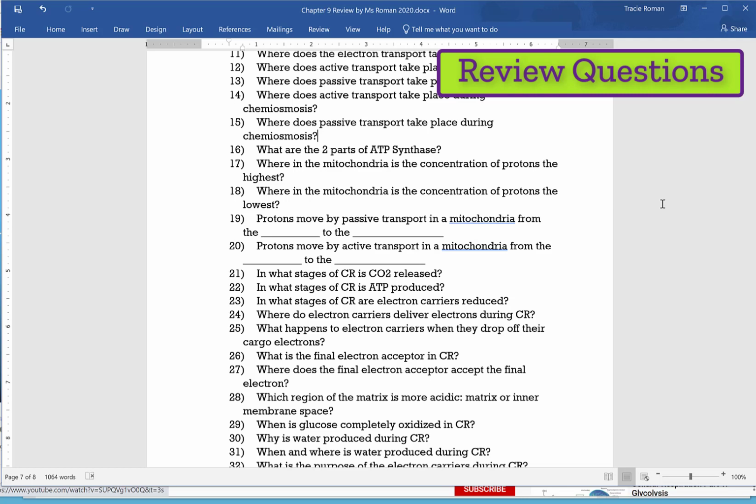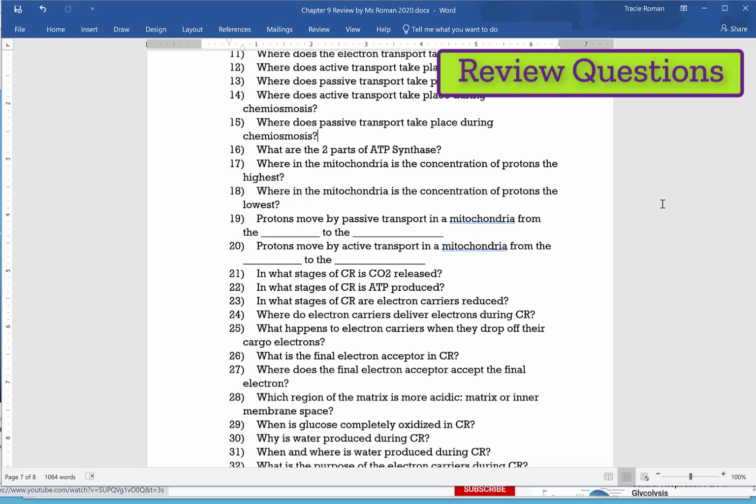Where do electron carriers deliver electrons during cellular respiration? That would be the electron transport chain. And what happens to electron carriers when they drop off their cargo electrons? They are oxidized.